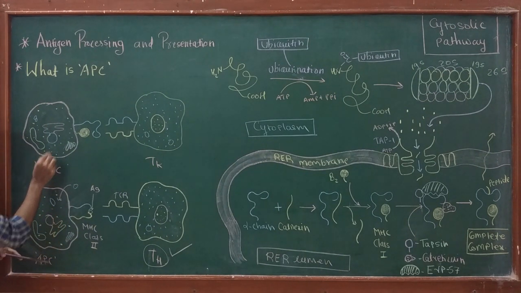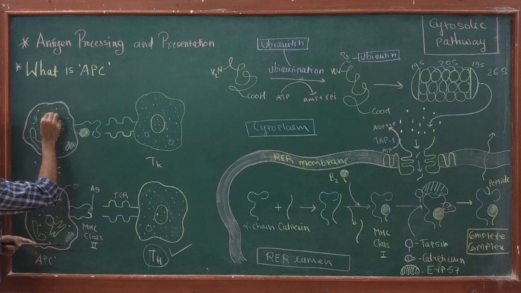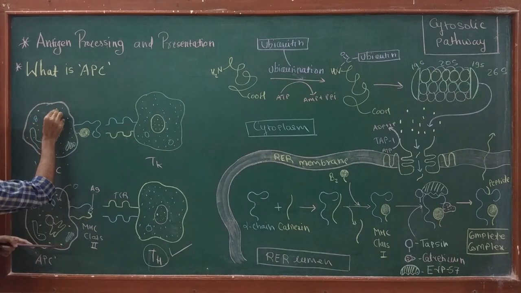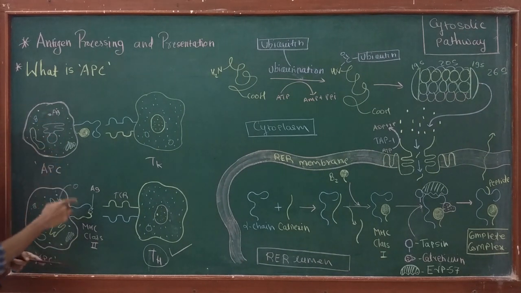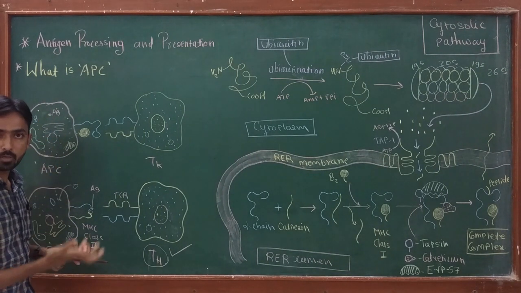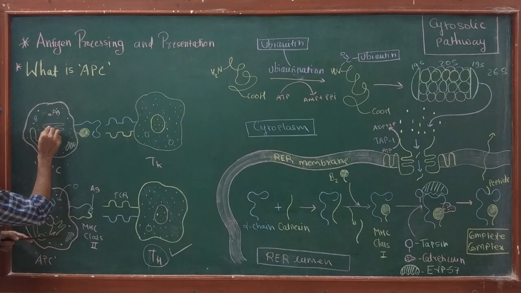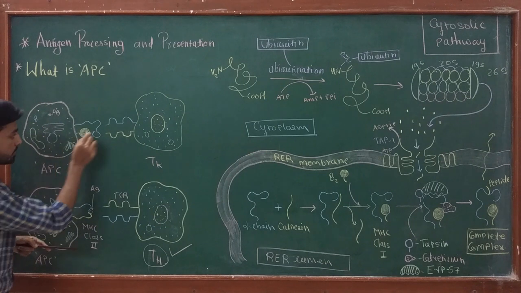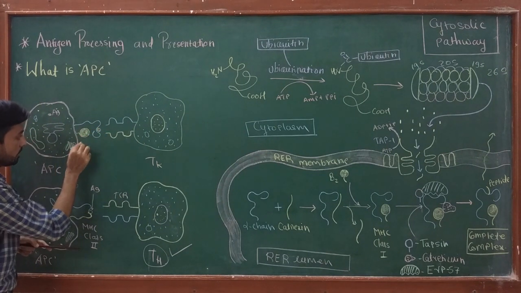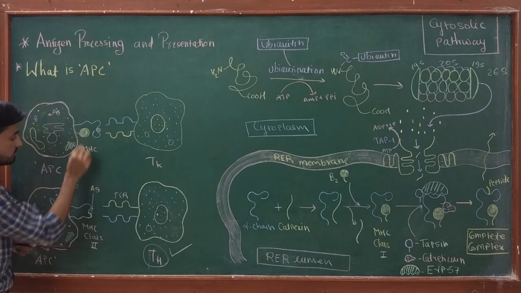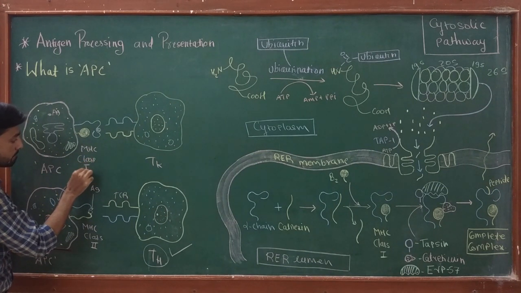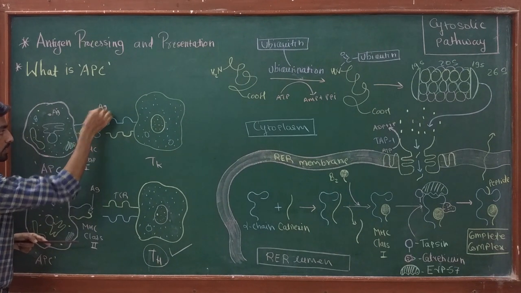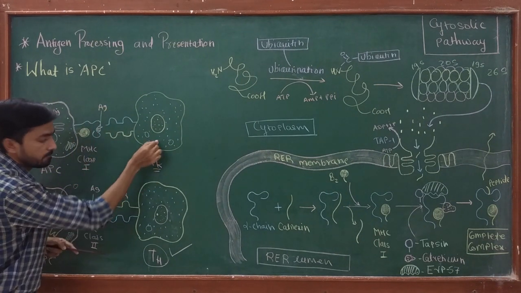Okay, if the antigen is already present inside the cell, that means it is an intracellular antigen. If the cell processes an intracellular antigen like a virus or abnormal proteins, in that case, with the help of the rough endoplasmic reticulum, the antigen presenting cell processes the antigen and presents it on an MHC molecule. This is the MHC class 1 molecule, and now this MHC class 1 antigen complex is going to present the antigen to the T killer cell.